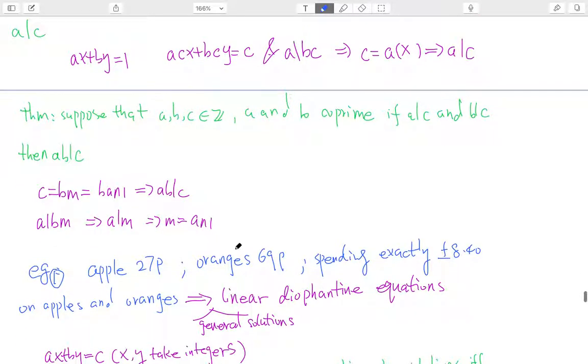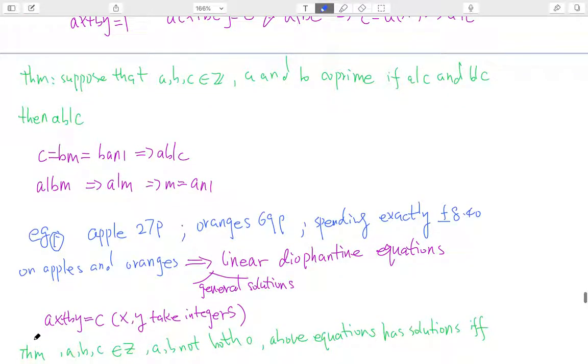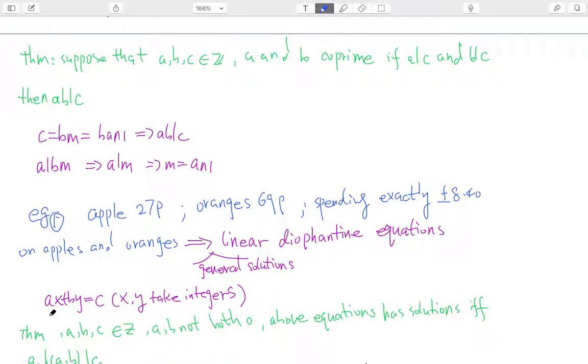And that leads to a series of equations called linear Diophantine equations. In this problem, we need to find the general solutions of this equation. It takes the form of ax plus by is equal to c, where x and y take integers. We need to find the solutions to this equation.